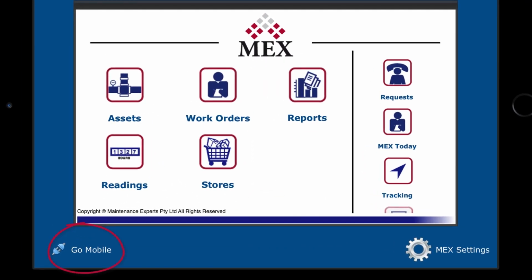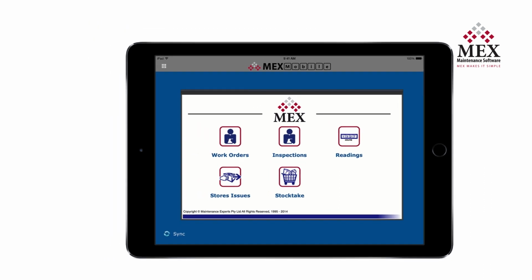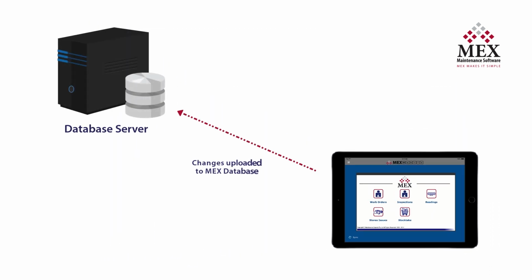This means that you can synchronize your iPad while you're within network range, go to a remote area, and continue to use MEX in using the typical day-to-day functions, like raising, carrying out and closing work orders, performing an inspection, or doing that end-of-month stocktake. Once you are next back in the office, you can synchronize your iPad and all your changes will be uploaded to the MEX database, and any new information from MEX will come back down onto your tablet.